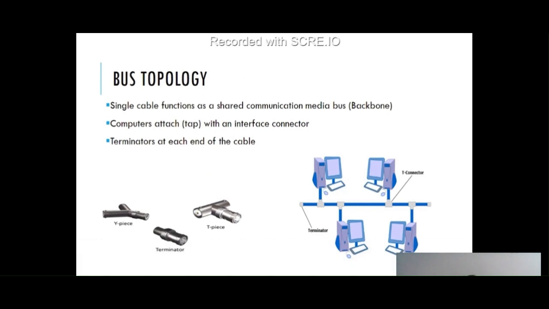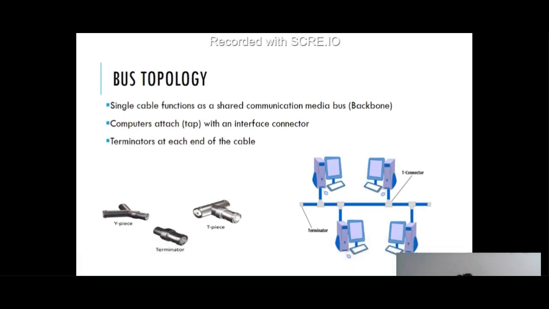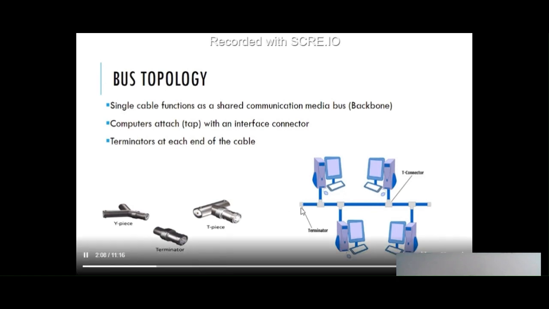The second one is bus topology. A single cable functions as a shared communication medium, the bus, which is known as a backbone. Computers are attached with interface connectors, with terminators at each end of the cable. Here you can see a bus topology. Bus topology is connected like this. Here a terminator means there is no other connection.